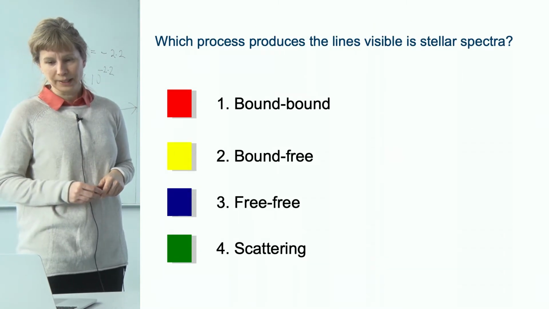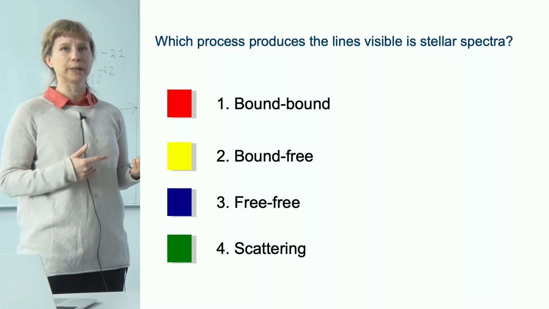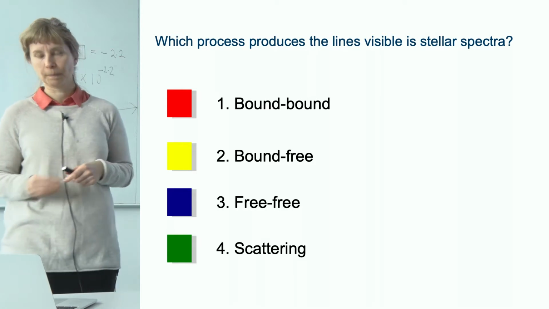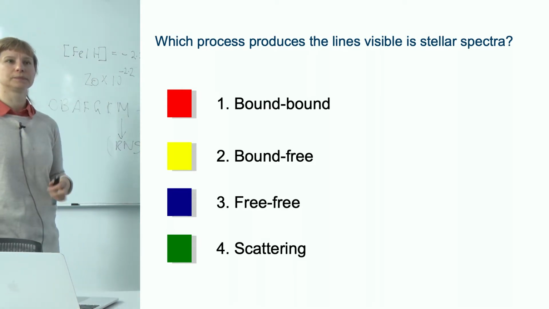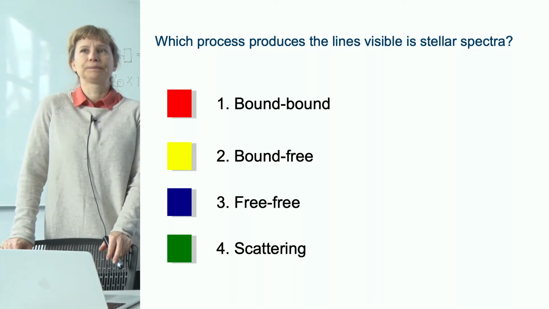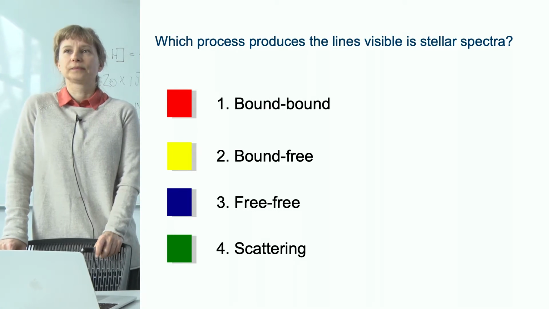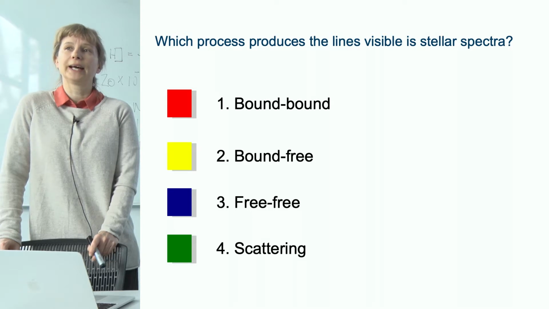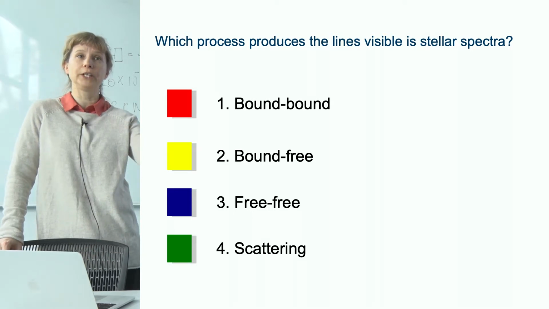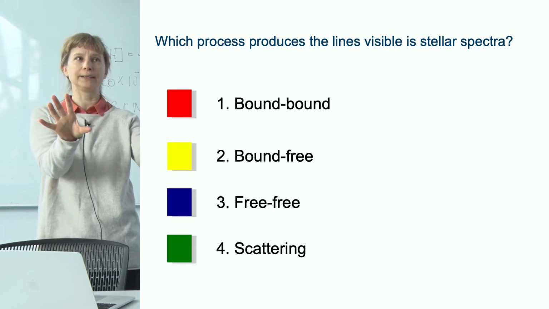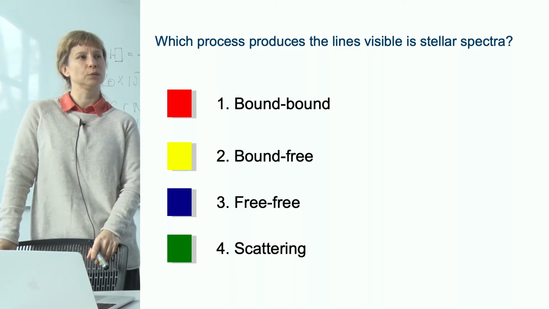Okay. Now, let's go back to opacity. Which of the processes produce the lines visible in stellar spectra? Do you think? So remember, we're talking about the atmospheric regions of the star now. So we're not talking about the hot interior, we're talking about the outer layers. That's where the photons move through the atmosphere, and it's in that atmosphere where those lines are produced. So what are the opacity sources that dominate in that region?